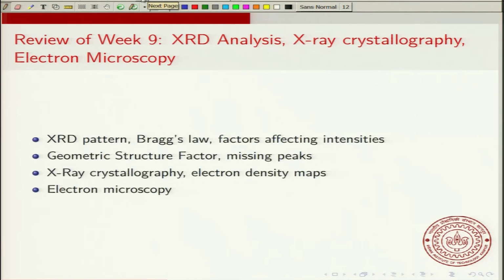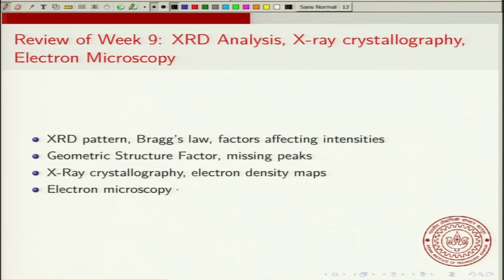In this week, we continued the discussion on X-ray diffraction. In fact, we learned how to analyze X-ray diffraction patterns, and then we talked briefly about X-ray crystallography and electron microscopy. In more detail, we learnt about the X-ray diffraction pattern. We saw how to use Bragg's law and what are the factors affecting the intensities, like the temperature factor, the Rietveld factor, the atomic form factor, the geometric structure factor. And then we saw how to calculate the geometric factor and how the geometric factor can explain missing peaks in X-ray diffraction patterns. Then I talked about X-ray crystallography and electron density maps, and finally, we talked briefly about electron microscopy.